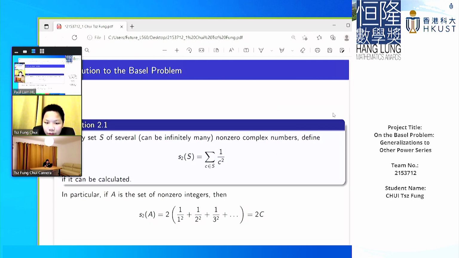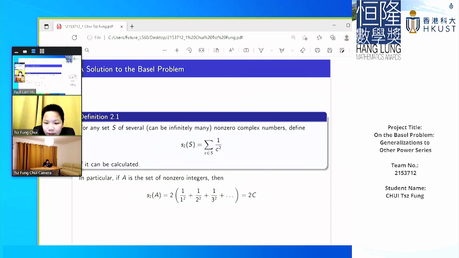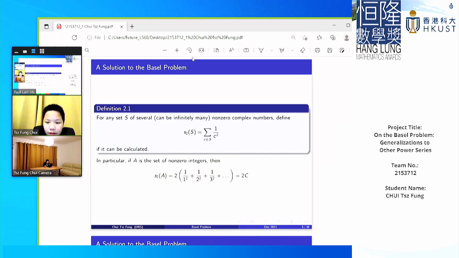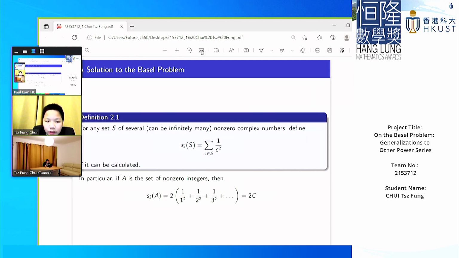Assume that the answer to the Basel problem is C. Then define S2 for any set of complex numbers as S2, which is definition 2.1. Directly by the definition, we have S2 of A equals C, where A is a set of non-zero integers. Therefore, to find C, we just need to find S2 of A. Now the question is how to find S2 of A.